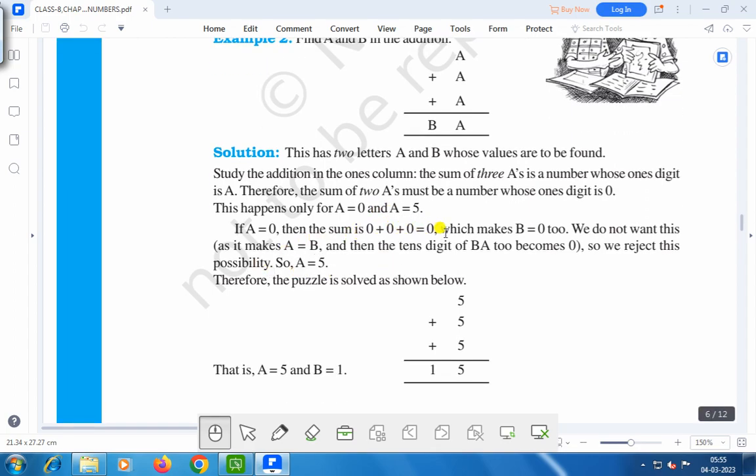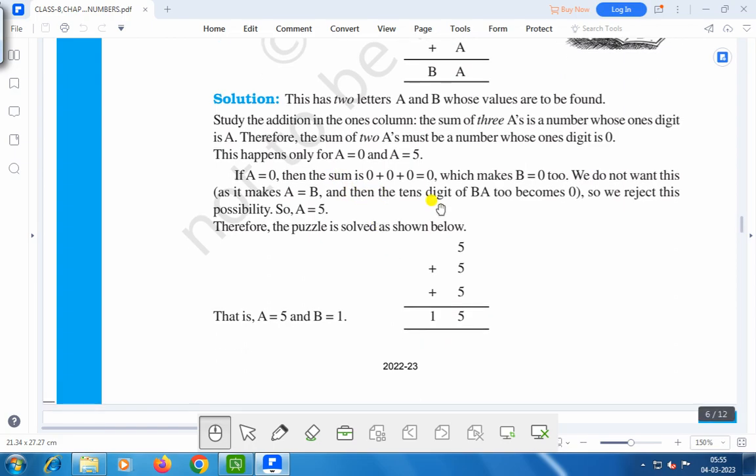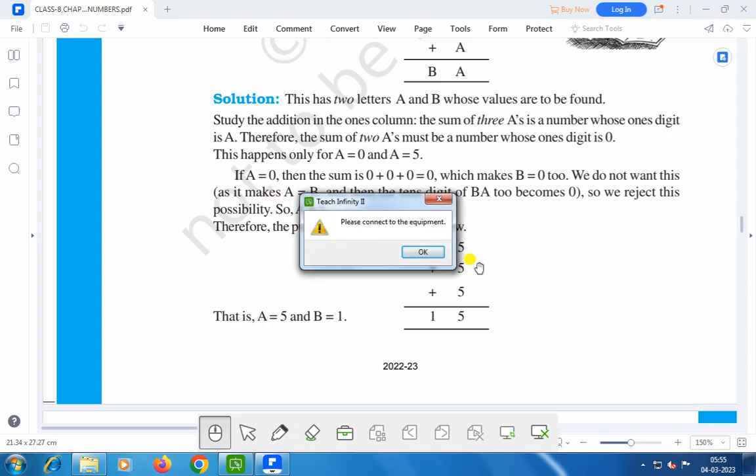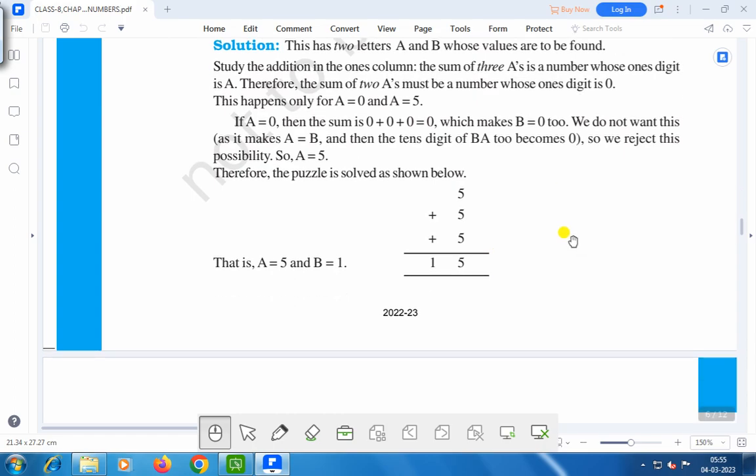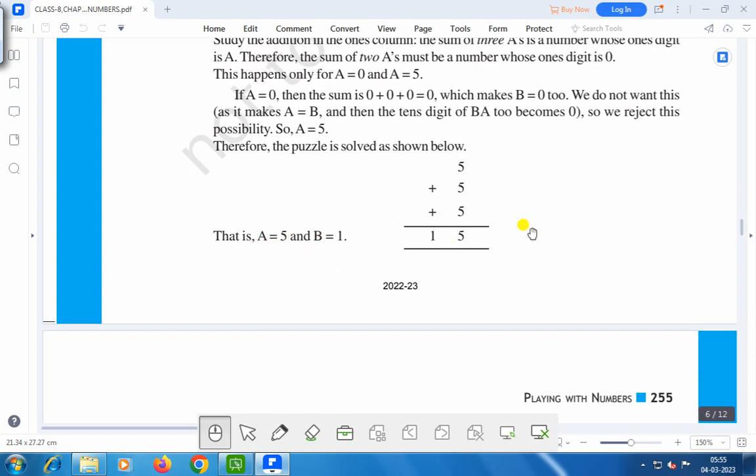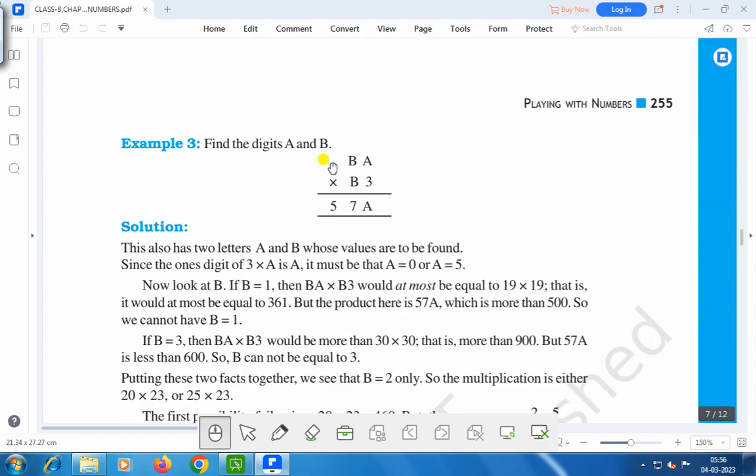Right? So if A equals 0, then the sum is 0 plus 0 plus 0, which makes B equal to 0 too. So we do not want this, as it makes A equal to B. And then the tens digit becomes 0. So we reject this possibility. So A is equal to 5. Then we are getting 5 plus 5 plus 5, that is 15. That is A equal to 5 and B equal to 1.